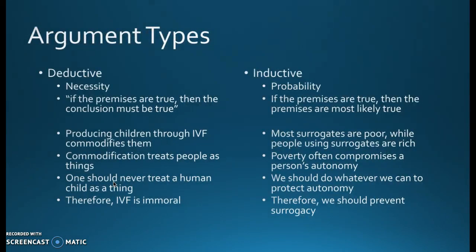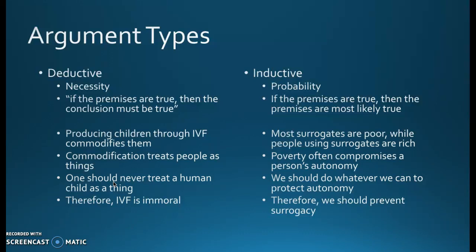Now, typically we talk about 2 different argument types, deductive and inductive, and I'm going to go over these briefly. So a deductive argument has necessity, whereas an inductive argument has probability. When I talk about necessity and probability here, I don't want you to understand this as saying that you believe the argument is necessarily true or you believe that the argument is probable. What I'm asking you to think about is, what is the relationship between the premises and conclusion? So in a deductive argument, the relationship between the premises and the conclusion is a necessary one.